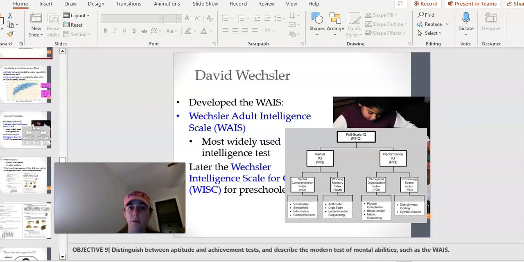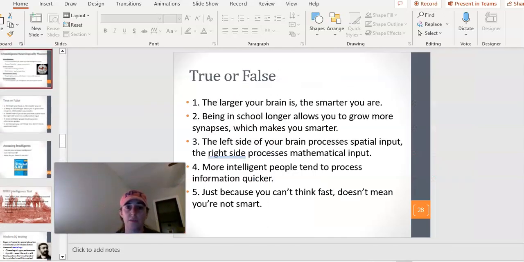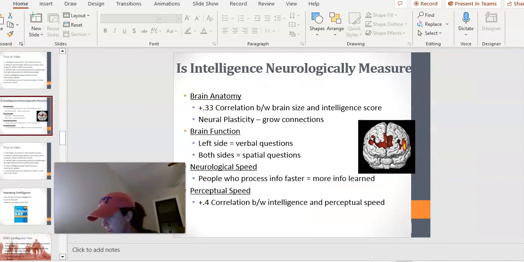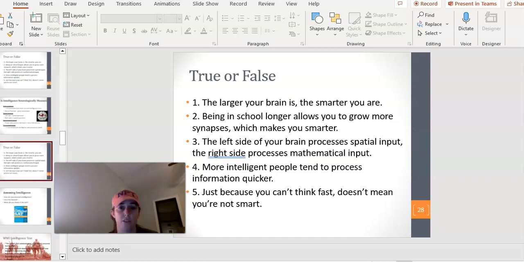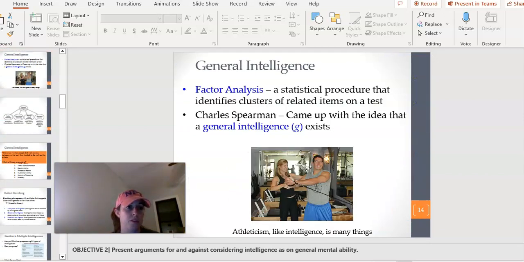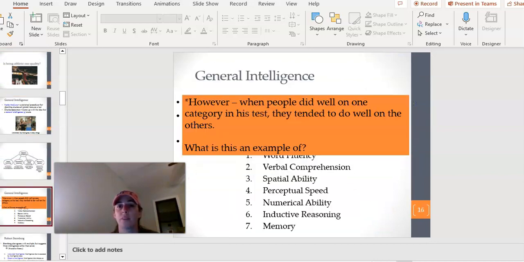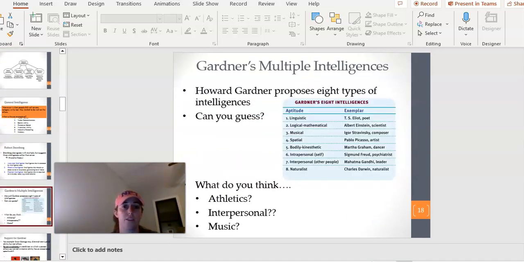The difference between an aptitude and an achievement test. An achievement test measures what you've learned. The AP test is an achievement test. It's very, very straightforward. I'm scrolling, but I don't know where it is. Okay, I'll stop scrolling. Does that distract you?